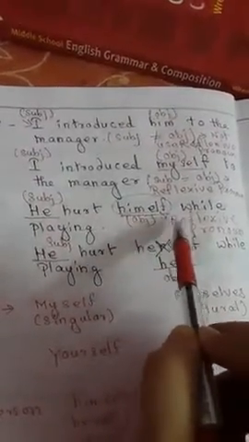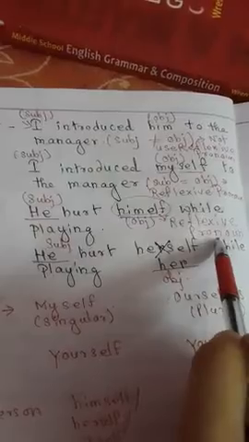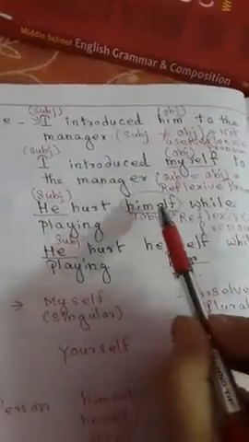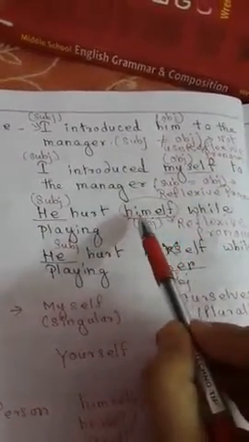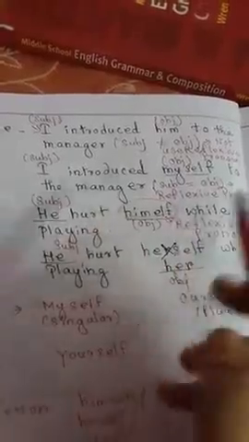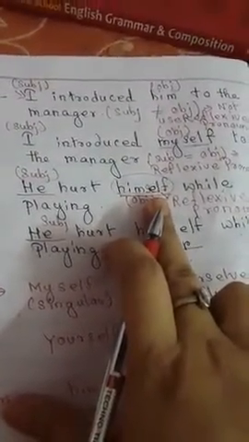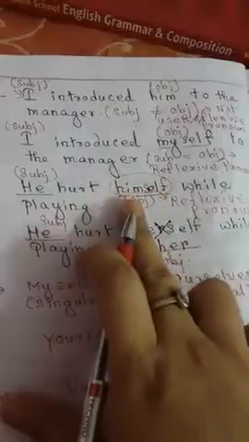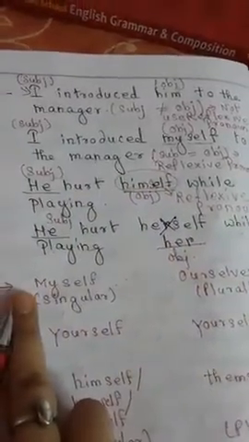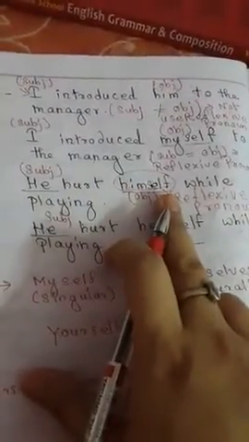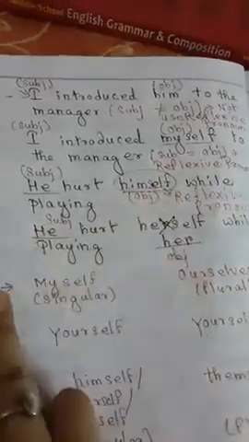So when subject and object are the same, then only we will use a reflexive pronoun. Understood? That means we will use this self or selves, himself. Okay? We will add self or selves with the personal pronoun.